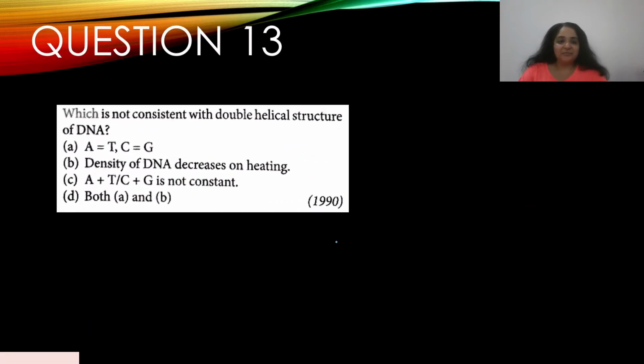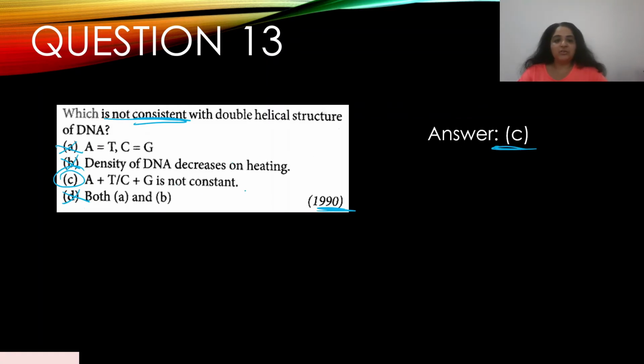Question number 13. Which is not consistent with double helical structure of DNA? It's from 1990, a pretty old question. So, you have to find what is not consistent. A bonds with T, C bonds with G. Yes, that's consistent. Density of DNA decreases on heating. Yes, that's actually correct. So the answer B is incorrect for this question. C, A plus T over C plus G is not constant. Actually, it is constant. So this is not consistent. Both A and B, no. So the answer is C.